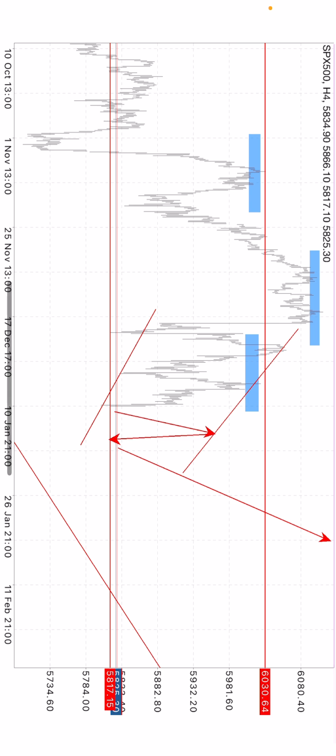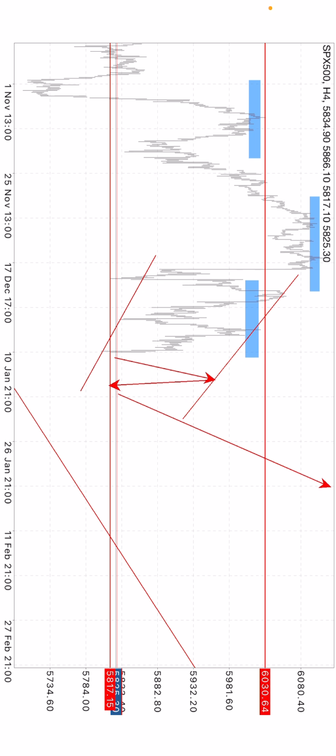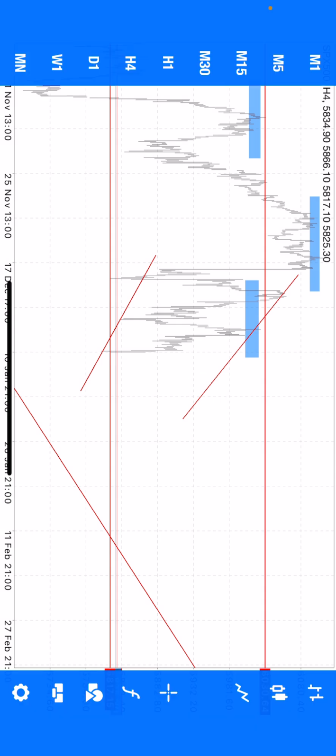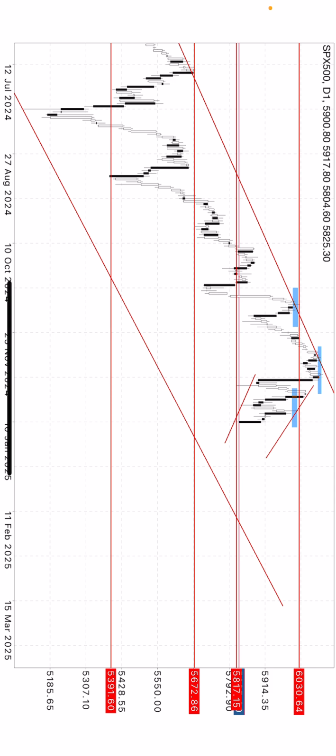Let me hope we are clear. So now as FX Davis mentors, that is our picture or our analysis on this particular pair, which is SP500.